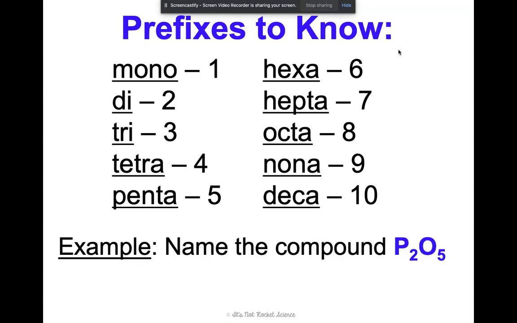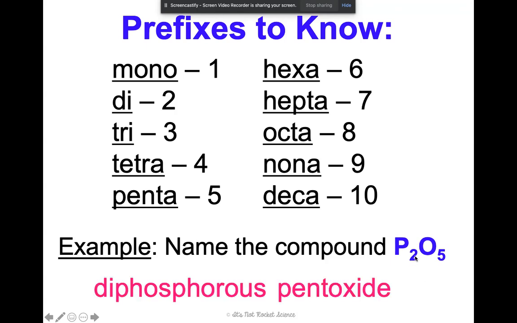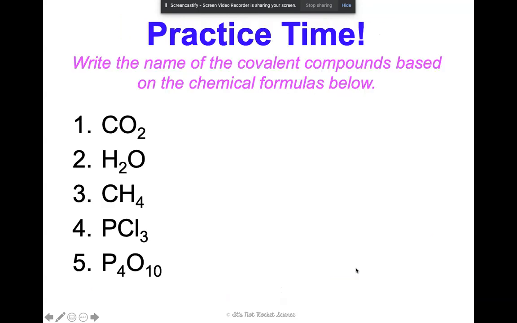So an example would be to name this compound in particular. We've got phosphorus and oxygen. And here we've got our subscripts. This will tell us what the prefixes will be. So we're going to have diphosphorus pentoxide, because there's 2 phosphorus and 5 oxygens. Now let's go ahead and have you practice these 5. I'll have you pause, work through those, and then we will go from there.